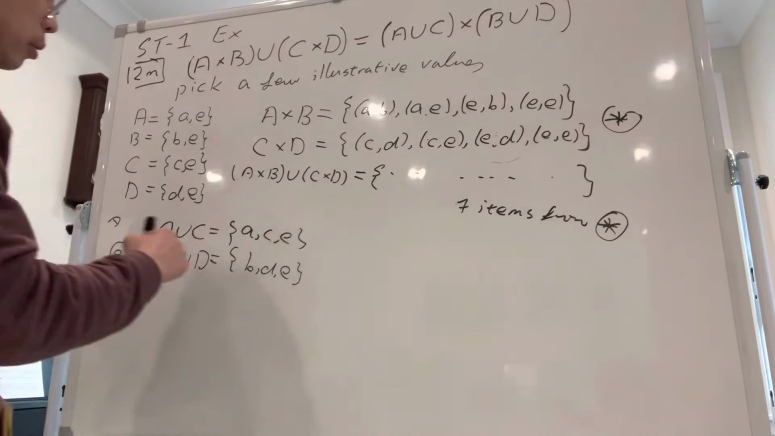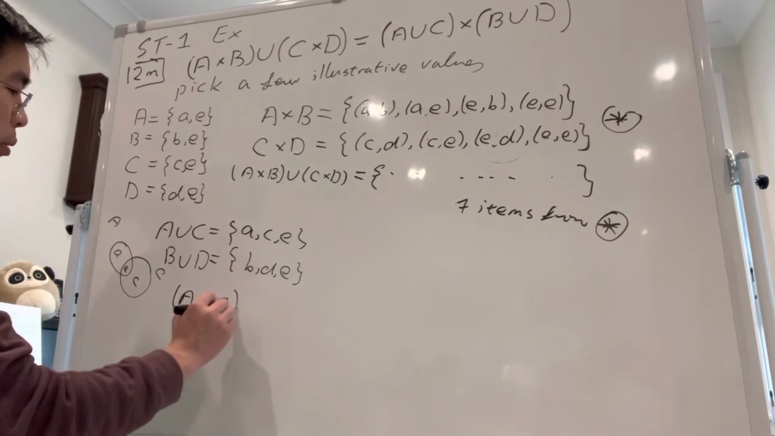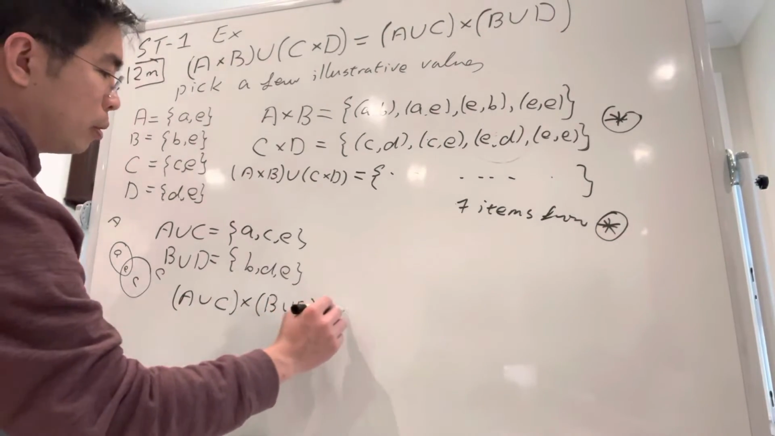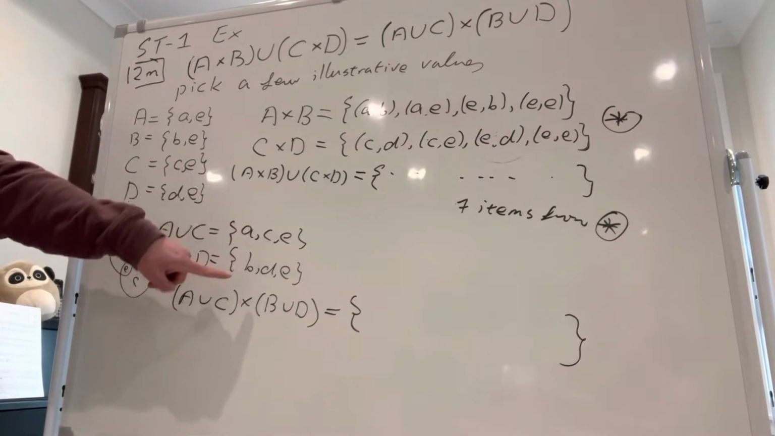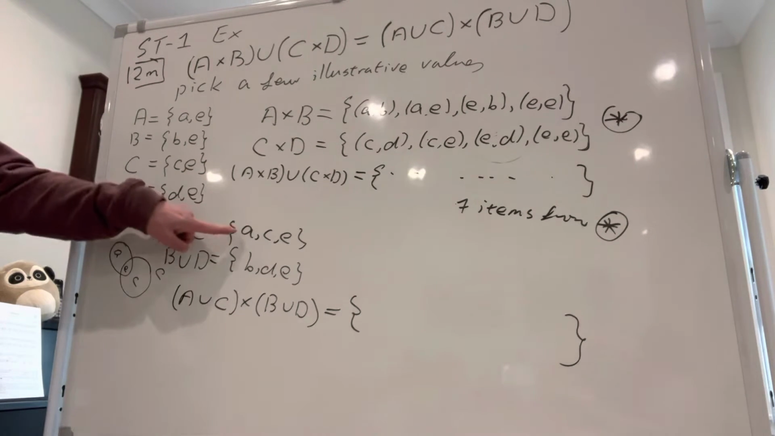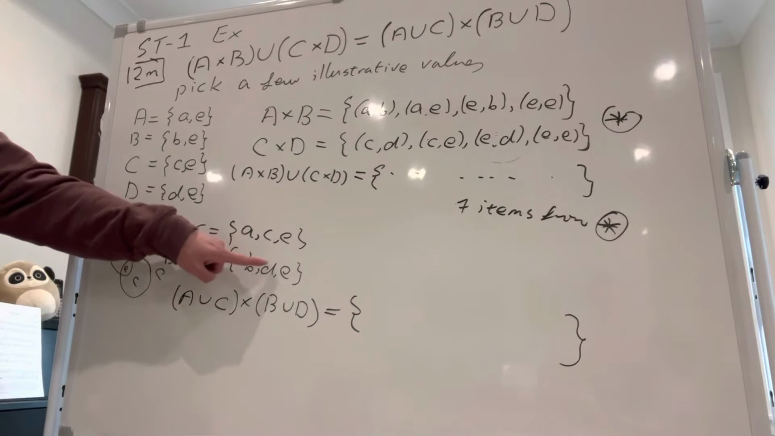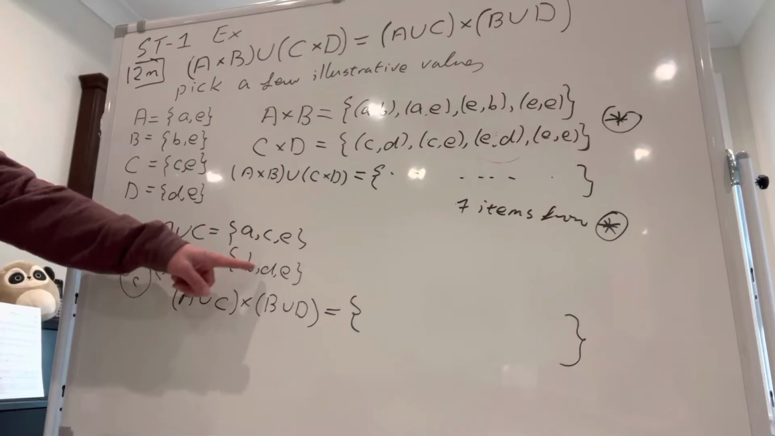If you take the right hand side of the expression, A union C cross B union D, how many elements are there in total? So we have A, B, we have A, D, we have A, E, and what else do we have? So we basically write out all the possibilities.